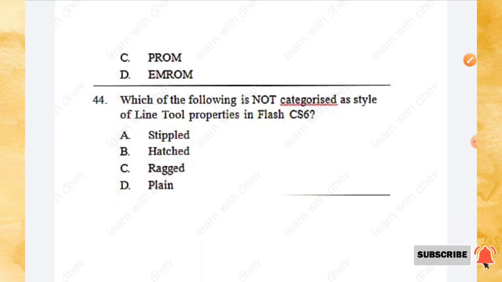Question number 44. Which of the following is not categorized as a style of line tool properties in Flash CS6? Options are stippled, hatched, ragged, plain. The right answer is option D, plain.